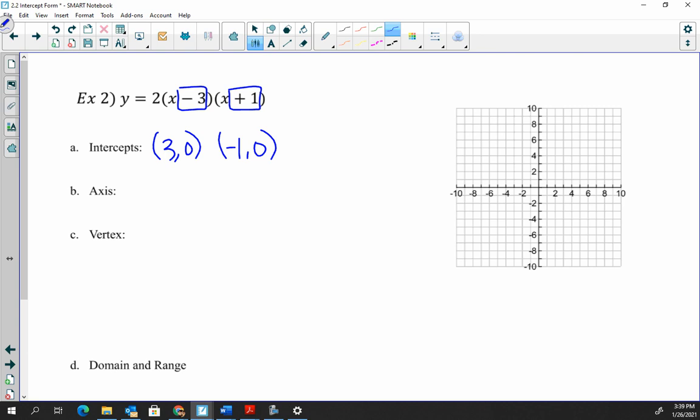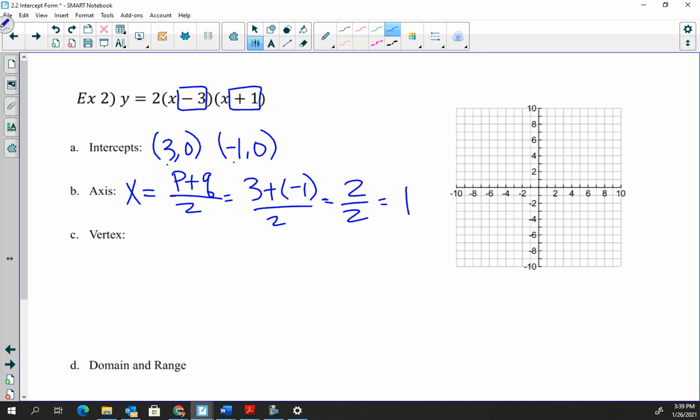Let's think about the axis of symmetry. I'm using this equation, x equals p plus q over 2. P and q are right here, 3 and negative 1. So it's going to be 3 plus negative 1 over 2. Well, 3 plus negative 1, that's the same thing as 3 minus 1, right? So that is 2 over 2. And 2 over 2 simplified is just 1. So there's my axis of symmetry.